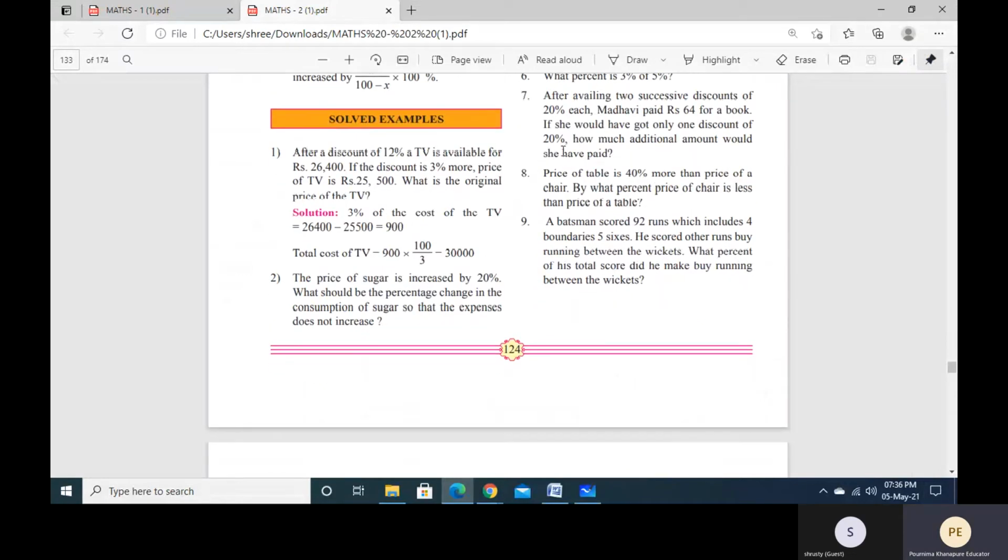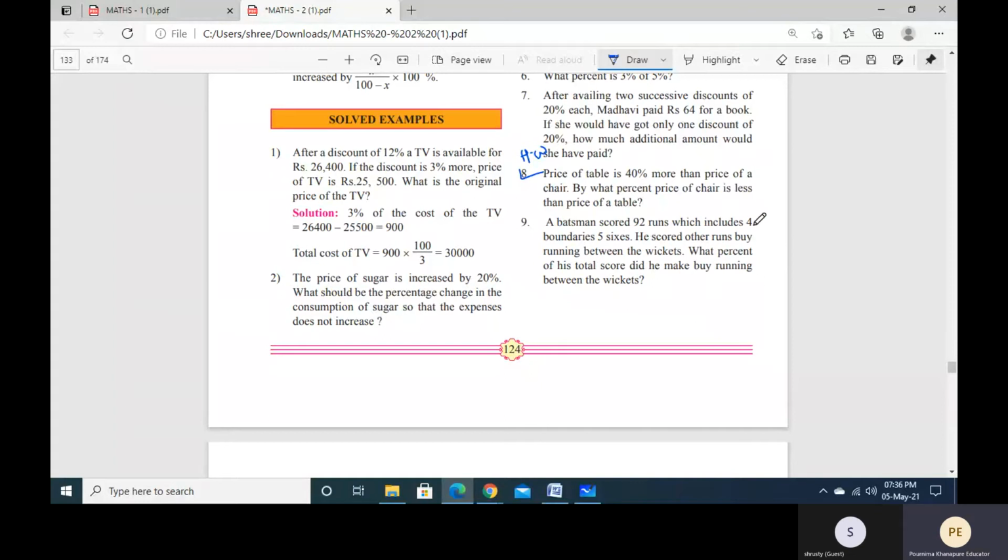So can you do the 8th one as homework? Yeah. Okay, try it. Then we have the 9th one: a batsman scored 92 runs, which includes 4 boundaries and 5 sixes. He scored other runs by running between the wickets. What percent of his total score did he make by running between the wickets?